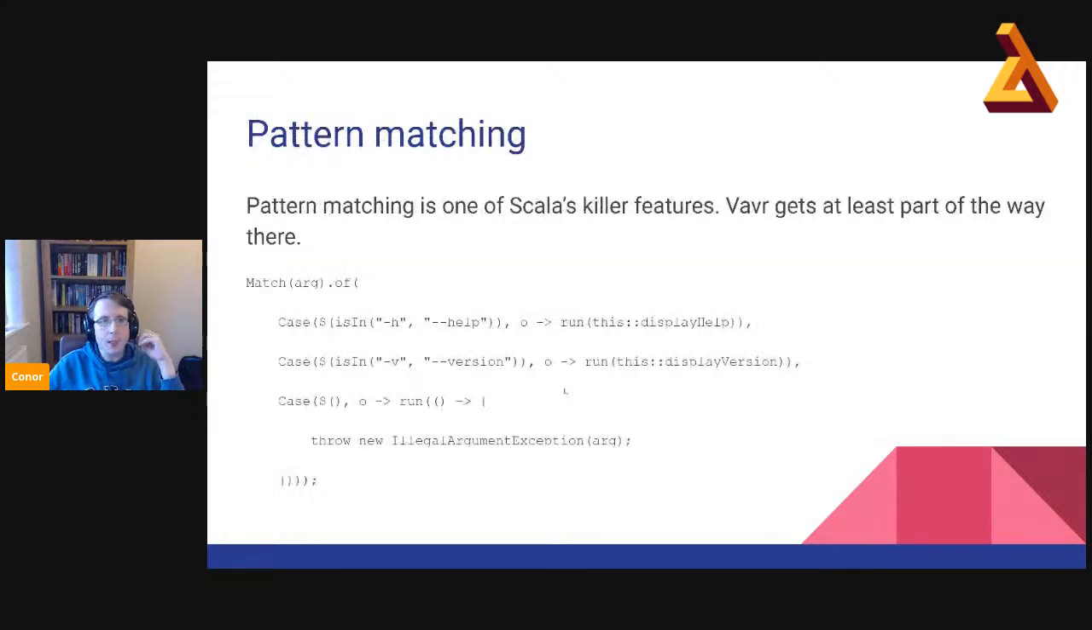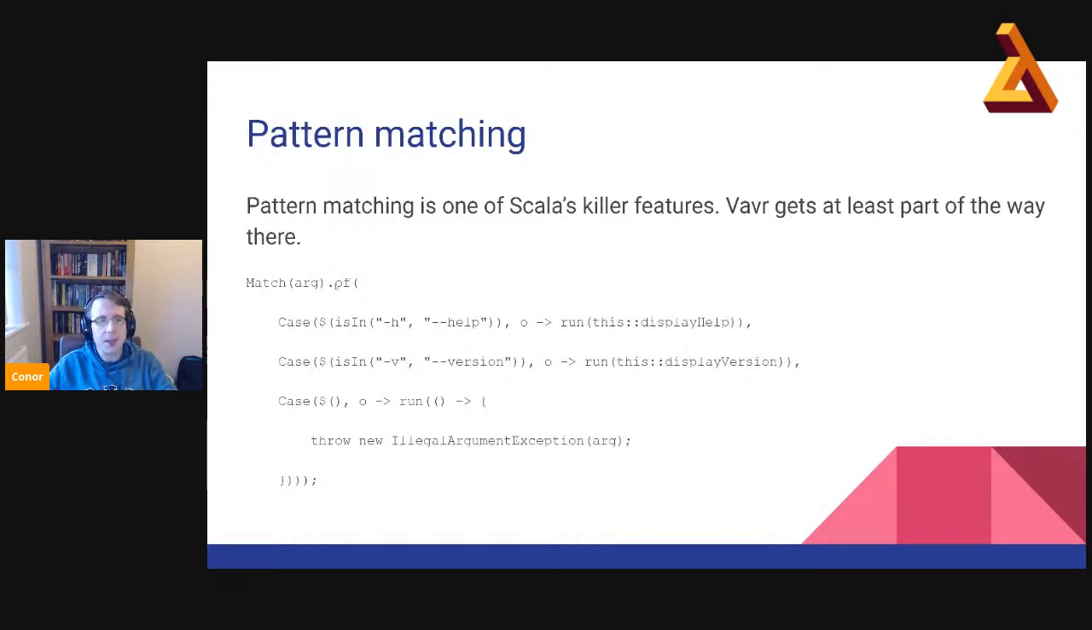So, pattern matching. Pattern matching is probably the one feature that Scala has where everyone goes, "Yeah, that's really good, we should have that in our language." If you use Vavr, you can get sort of there. Not quite, I would say, because check this code out. It's not exactly the nicest code I've ever seen, I have to say, but it does work, so that's good.